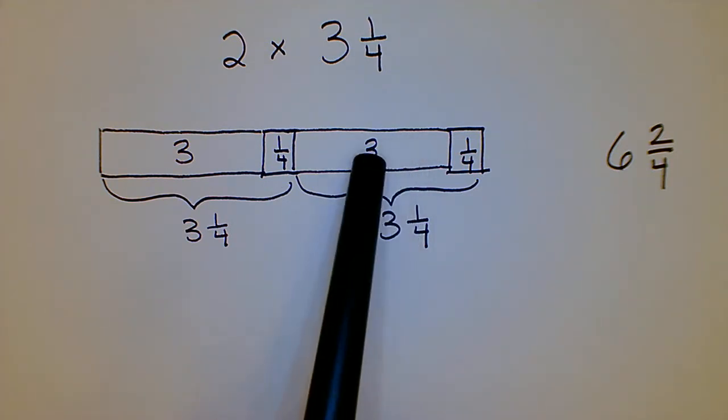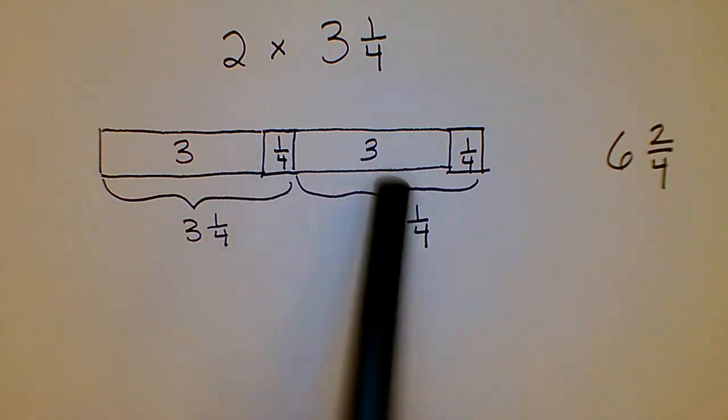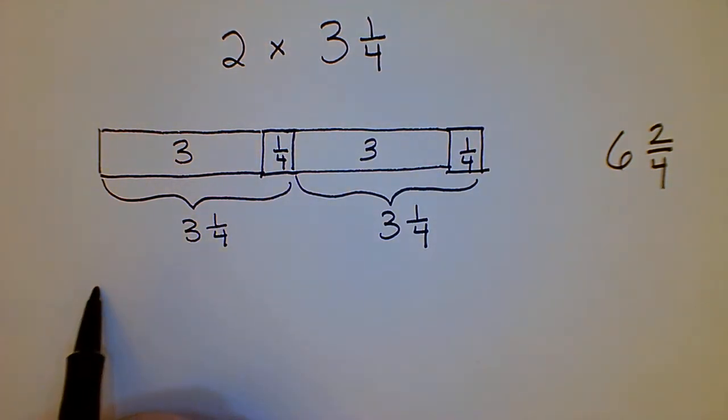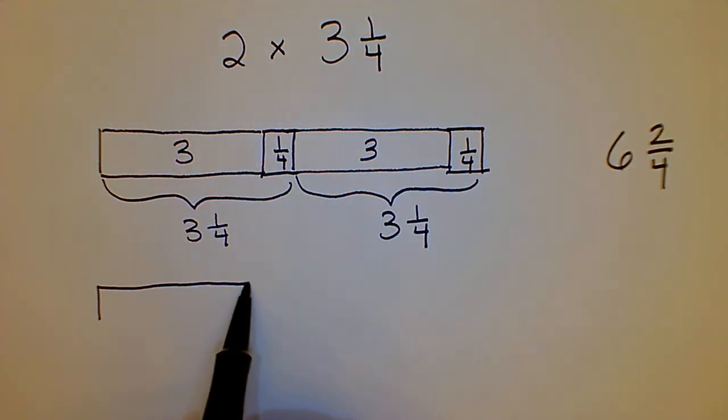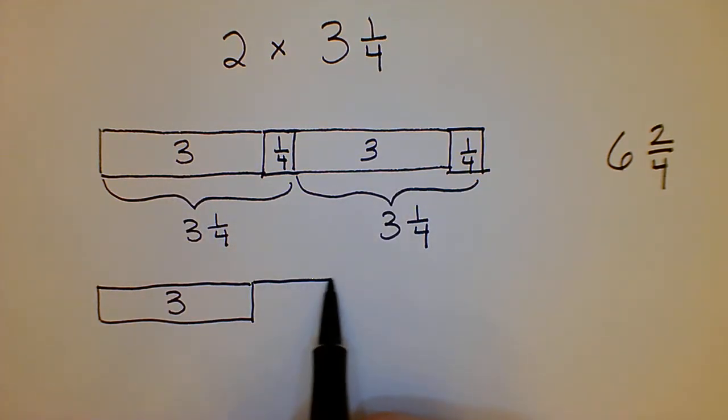So I'm going to go ahead and switch this 3 and this 1/4, switch their places, just to show you what I'm talking about. Because when you start multiplying really big numbers, it's going to be helpful to think about it that way. So first I'm going to draw the 3 that we have. Then I'm going to draw this other 3. So far I drew the 1 3. Now I'm going to draw the other 3.